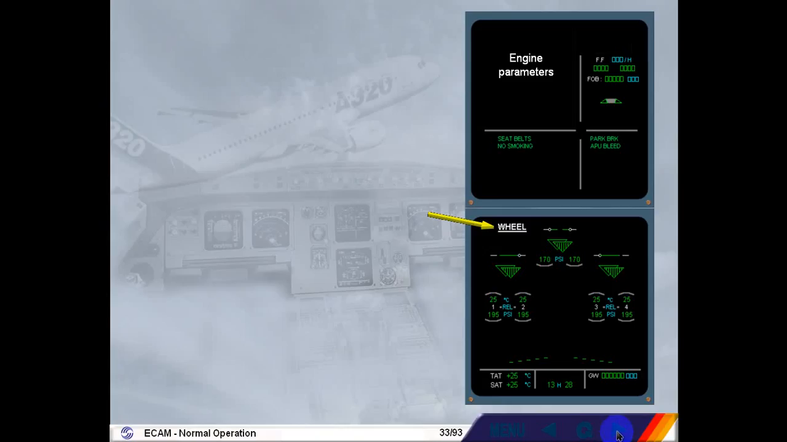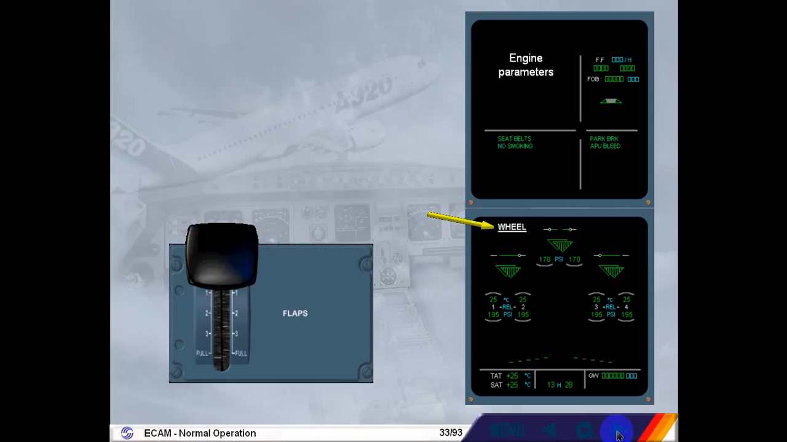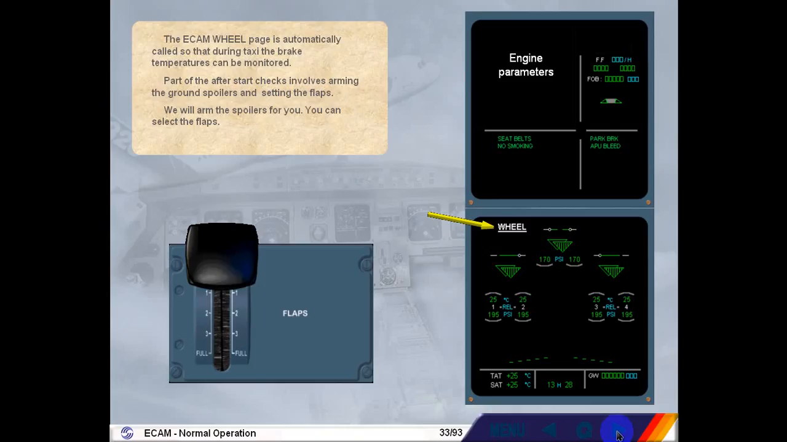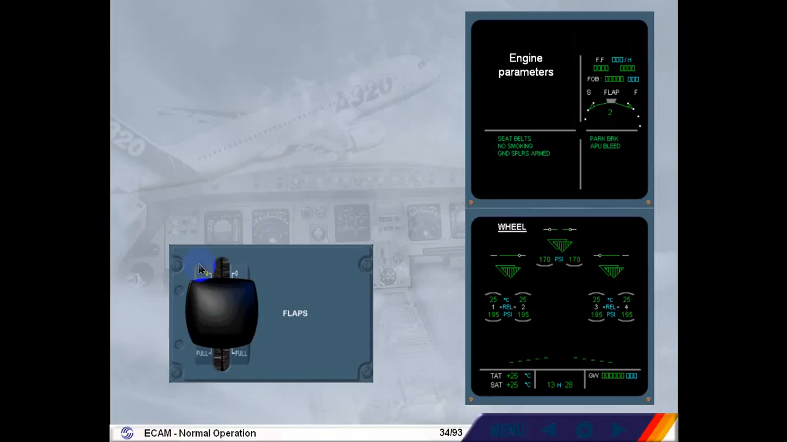Part of the after-start checks involves arming the ground spoilers and setting the flaps. We will arm the spoilers for you. You can select the flaps. Click on the flap lever. We have armed the ground spoilers for you. A memo appears on the engine warning display showing that the ground spoilers have been armed, and the flap indication changes to show the flap setting.